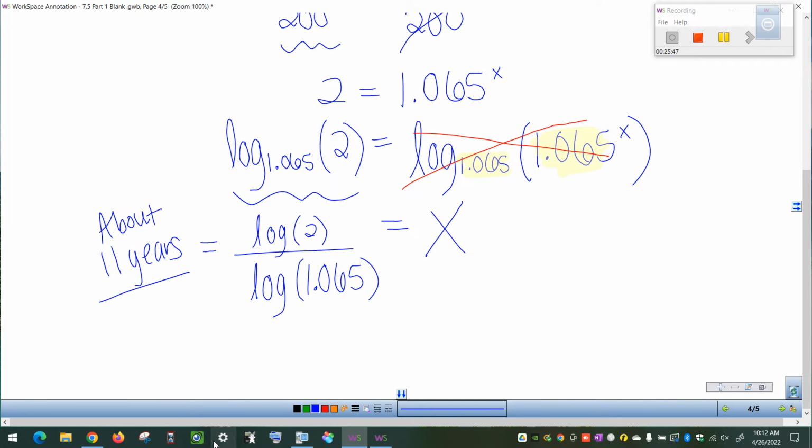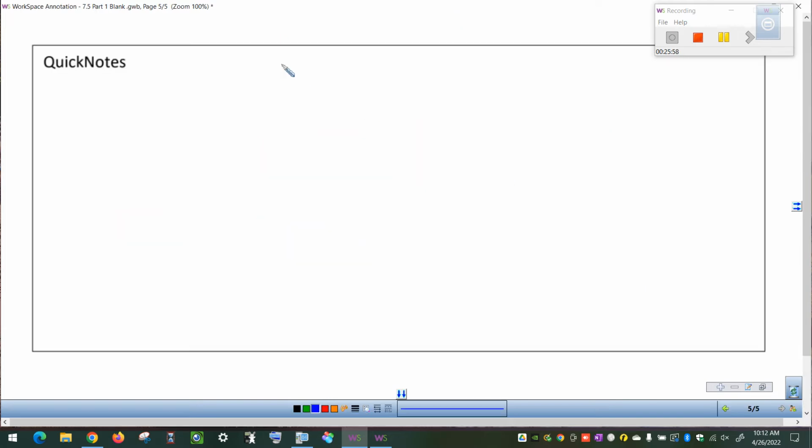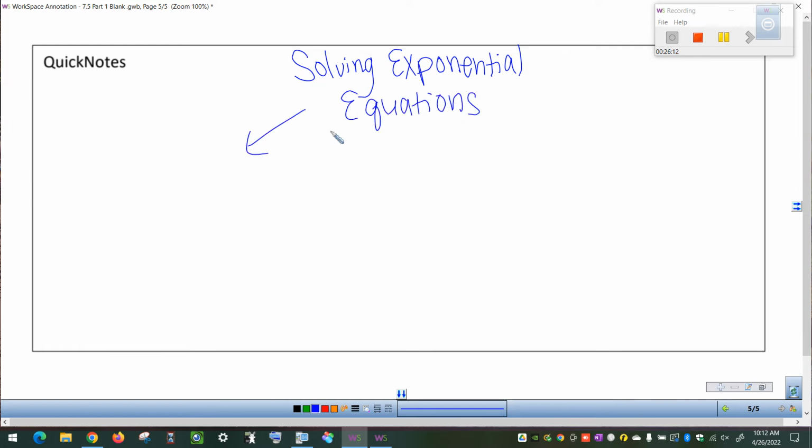All right, so we have our little quick notes box at the bottom of our paper today, and here we're just going to summarize, write out some of the steps that we did for our two methods in solving exponential equations. So what I'm going to do is put this as the title in the middle, and then we're going to branch off to two sides to show the two methods that we did.